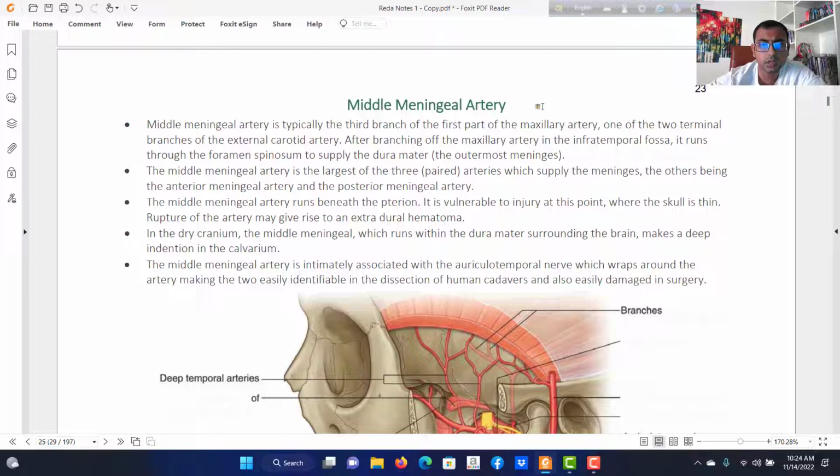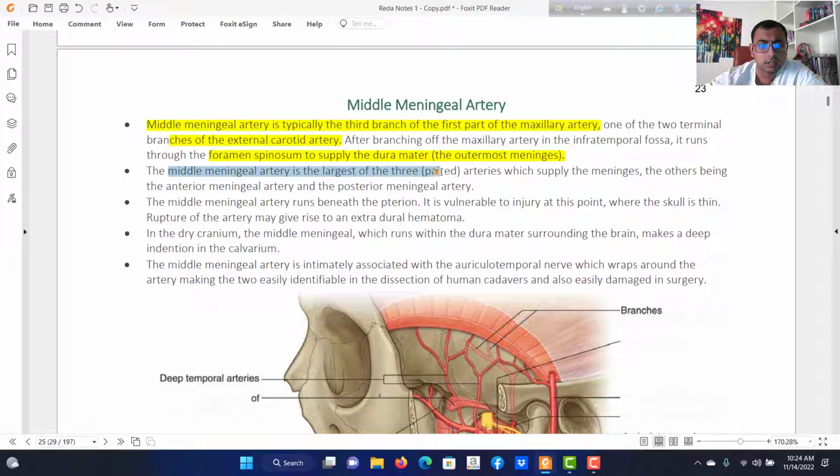So now the middle meningeal artery. Surgically it is a very important vessel which gives supply to the meninges in the parietal region. Middle meningeal artery is typically the third branch of the maxillary artery, one of the two terminal branches of the external carotid artery. After branching off in the infratemporal fossa, it runs through the foramen spinosum to supply the meninges. So this is foramen spinosum: lacerum for the internal carotid, and spinosum for the middle meningeal artery and some meningeal vessels.